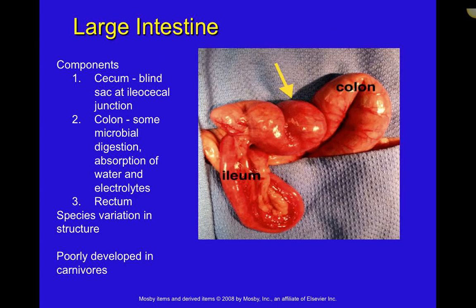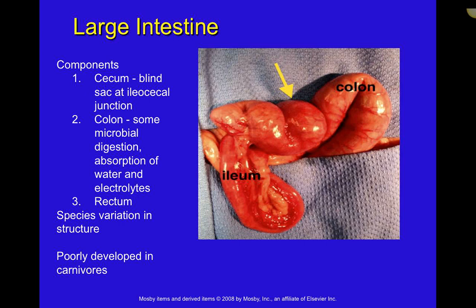And then we have the large intestine. The large intestine is broken into three components. It is the cecum, the colon, and the rectum. There is a lot of species variation between these three components in hindgut fermenters, foregut fermenters, and ruminants. So we'll go through them one by one. Right now we're just talking about monogastric foregut fermenters, so dogs and cats.